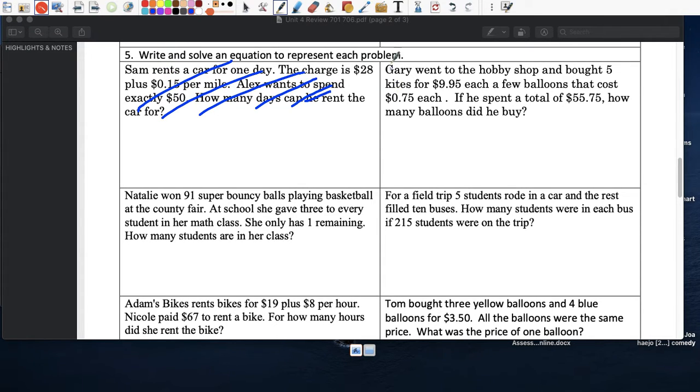Okay. Gary went to the hobby shop and bought 5 kites for $9.95 each, and a few balloons that cost 75 cents each. If he spent a total of $55.75, how many balloons did he buy? So he bought 5 kites for $9.95. So we know the price of the kites. So let's go 5 times 9.95. For the kites, he spent $49.75.